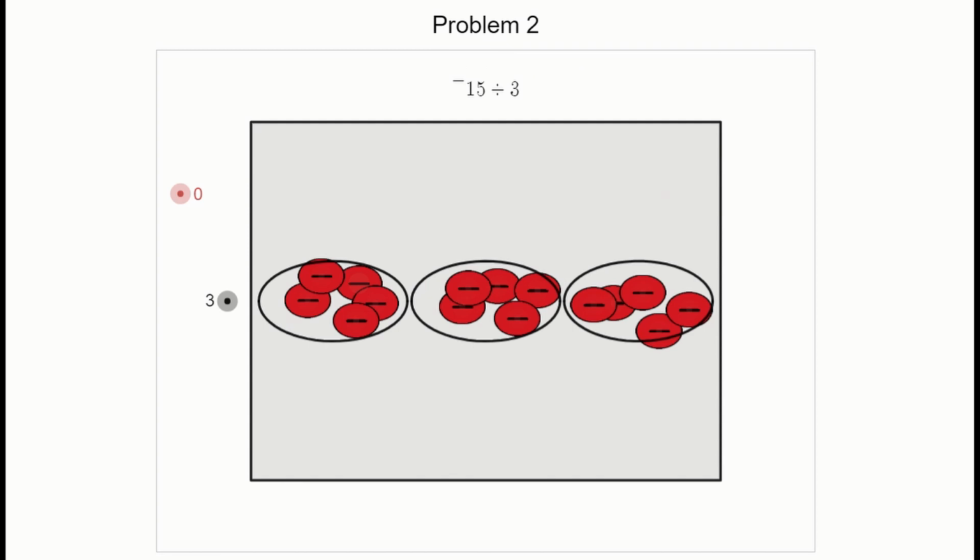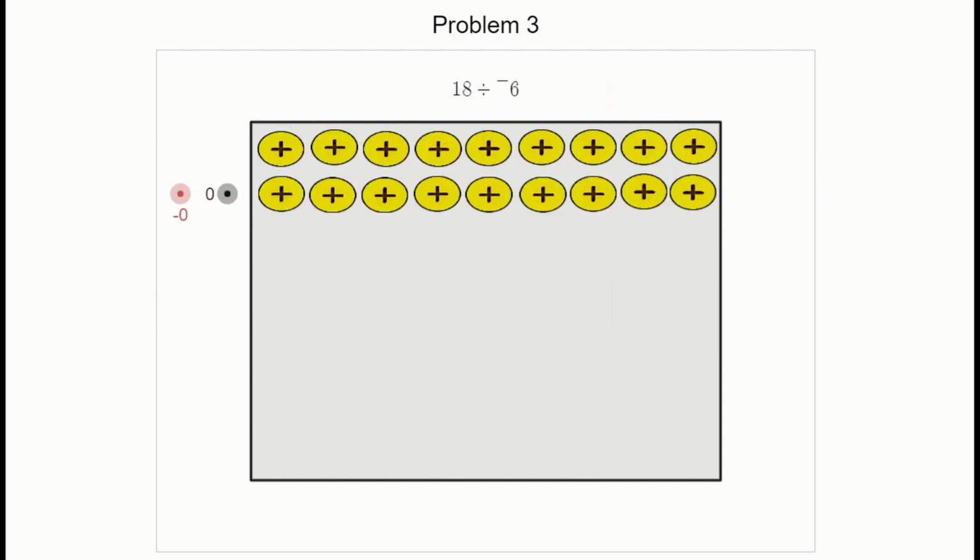So after evenly splitting this up, what's the answer to this division problem? We need to take a look at how much is inside one group. So negative 15 divided by 3, inside one group we have negative 5 chips. Problem 3, 18 divided by negative 6.